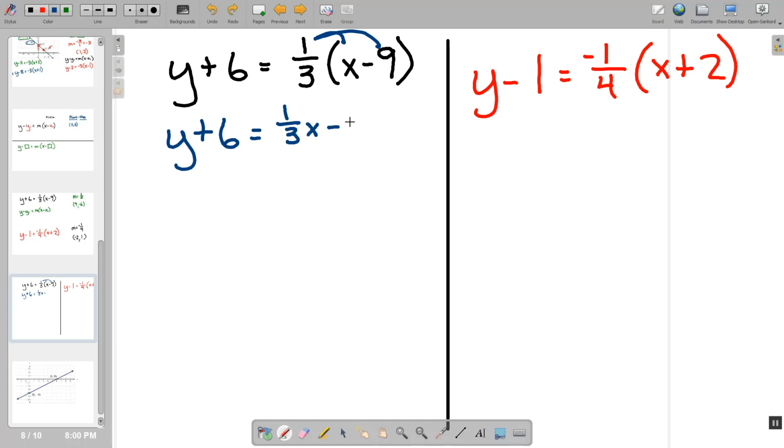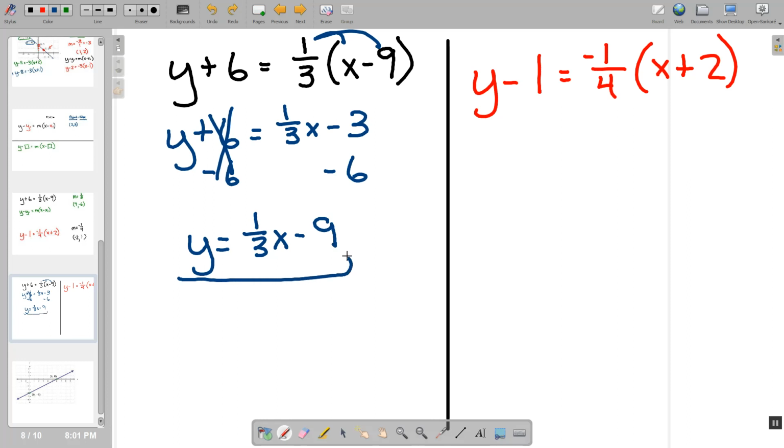1/3 of 9 is 3. And then I'm going to subtract 6 from both sides. Now you have to be very cautious here. When I'm subtracting a regular 6, I need to subtract only the regular numbers with each other. And I get -3 minus 6 more is -9. And so I have this line and this line are the same. This is slope-intercept form, and this is point slope form.